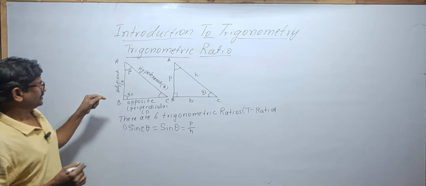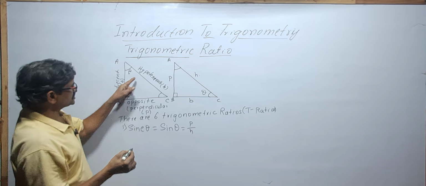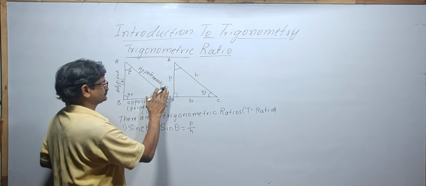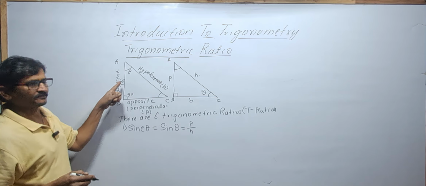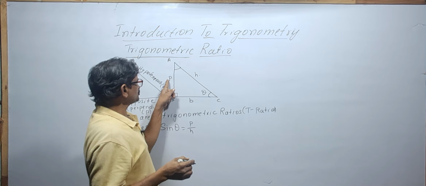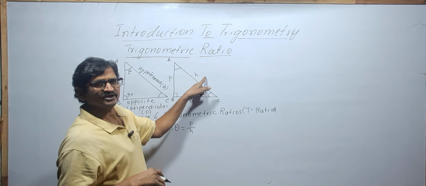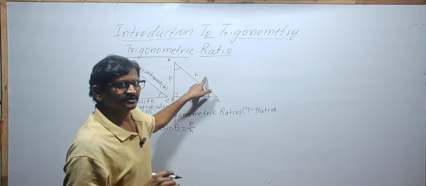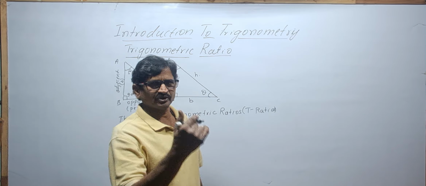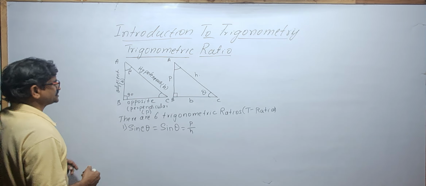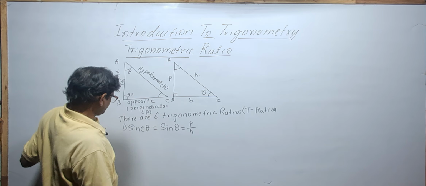In symbols, opposite is denoted by P, hypotenuse is denoted by H, and adjacent is denoted by B. Here also the same: opposite P, adjacent side base B, hypotenuse H. Remember it. I am writing in symbolic form because writing complete words takes more time, and the video duration also increases.